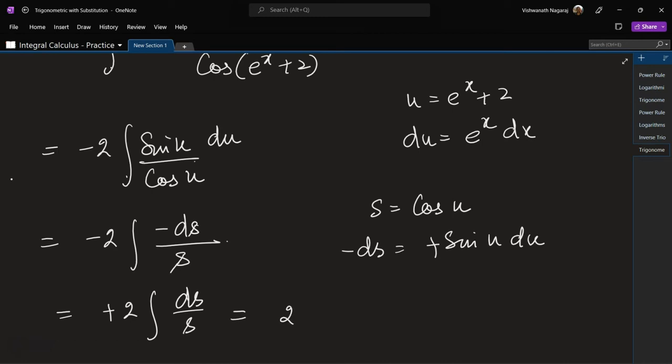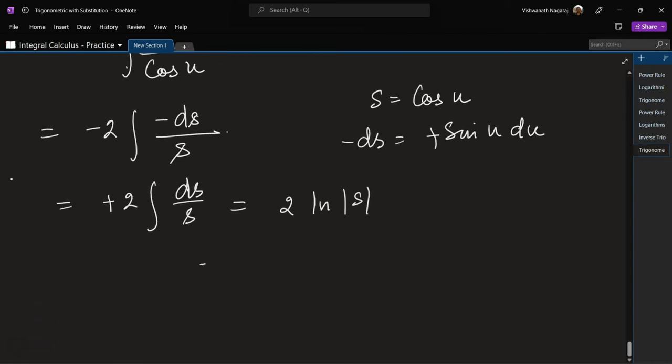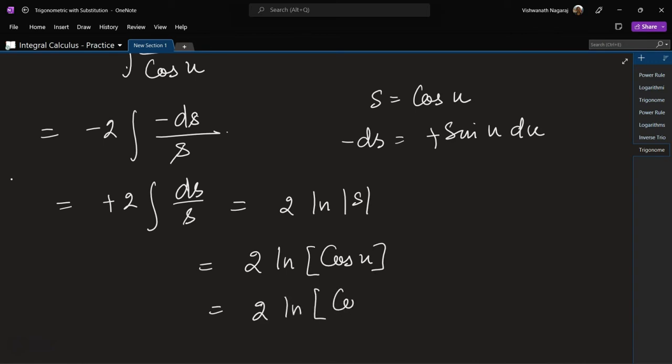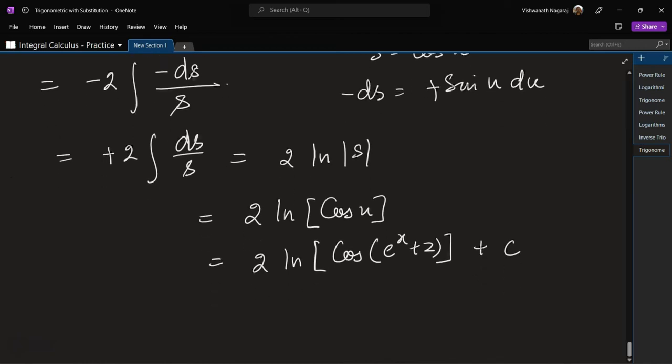And we know this will be natural log of absolute value of s, and s is cos u, so natural log of cos u, and u is e to the power of x plus 2, so natural log of cos of e to the power of x plus 2, plus c. Okay, great.